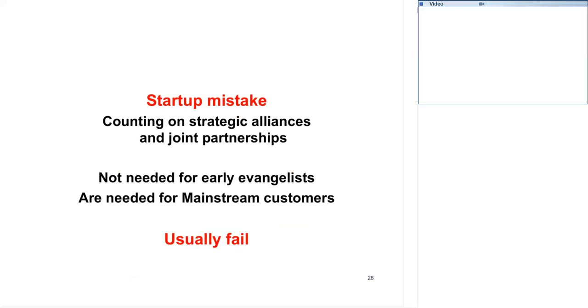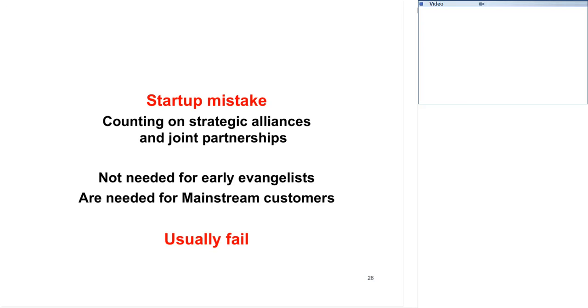Now, it is a startup mistake to count on strategic alliances and joint partnerships. I'll say this a few times throughout this. It is a mistake to count on it. It's great if you can get it, but again, you are a distraction. And it's worth, as you get experienced advisors in your business, to talk about this. Talk about what has succeeded and what has failed for them in this regard.